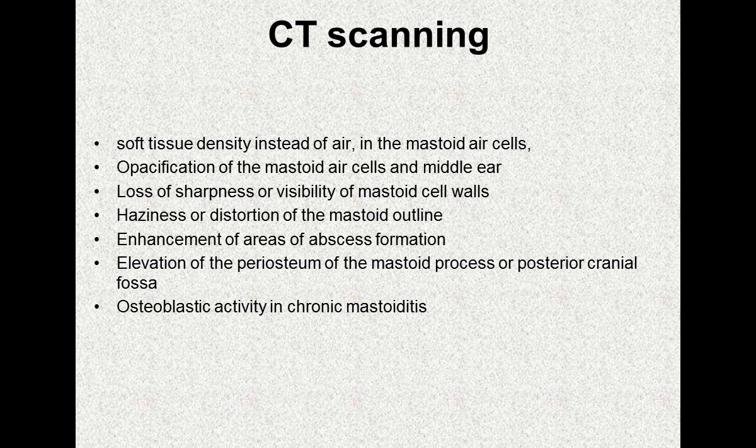Opacification of mastoid air cells, loss of sharpness or visibility of mastoid air cells, haziness or distortion of the mastoid outline, enhancement of the area of abscess formation, elevation of the periosteum of the mastoid process or posterior cranial fossa, and osteoplastic activity in chronic mastoiditis, which leads to sclerosis.